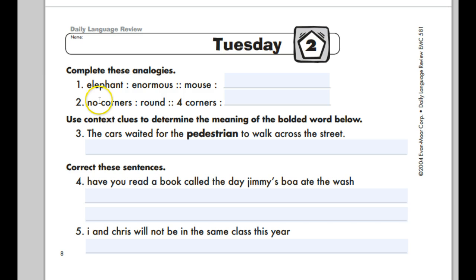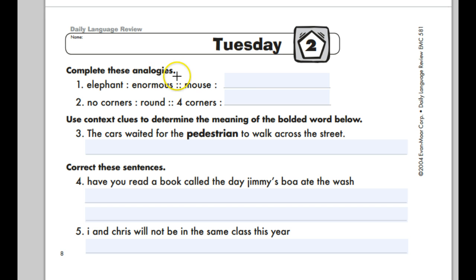Tuesday. These are analogies. Hopefully you remember from last week how we read those. So it's elephant is to enormous. How are those two related? How are elephant and enormous related? This is an animal and it's telling me its size. So I have to figure that out first before I go to the next one.